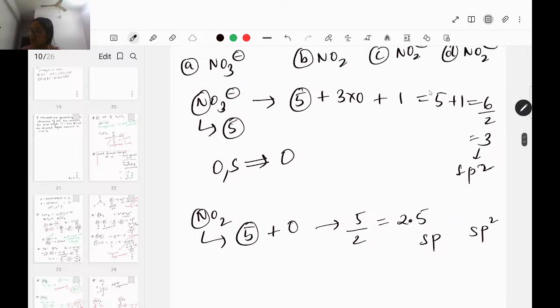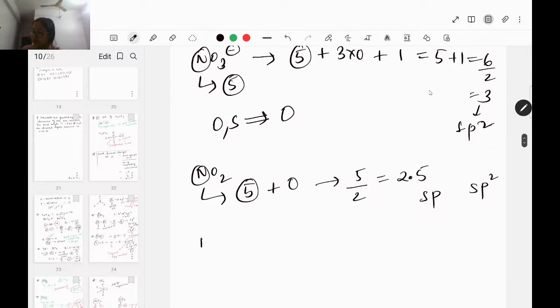So now let us go to option C, which is NO2 plus. So here the central atom is nitrogen, which has the valence electron 5, plus the divalent atom oxygen doesn't give any contribution to the steric number, and then we have a positive charge.